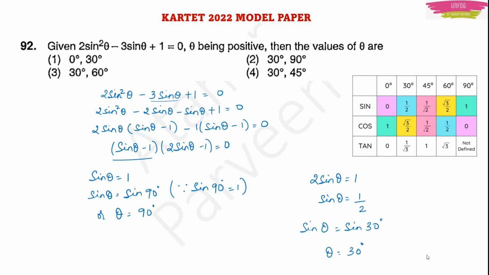2 sin θ − 1 = 0. So you can put 1 on the right hand side and sin θ will become half. See in the table, half is there for which value of sine? It is 30. So sin 30. Sine will get cancelled and θ will be equal to 30 degrees. So option 2 will be the right answer.